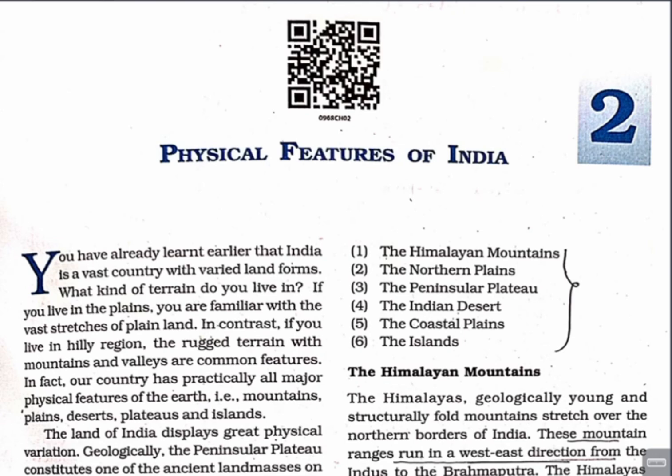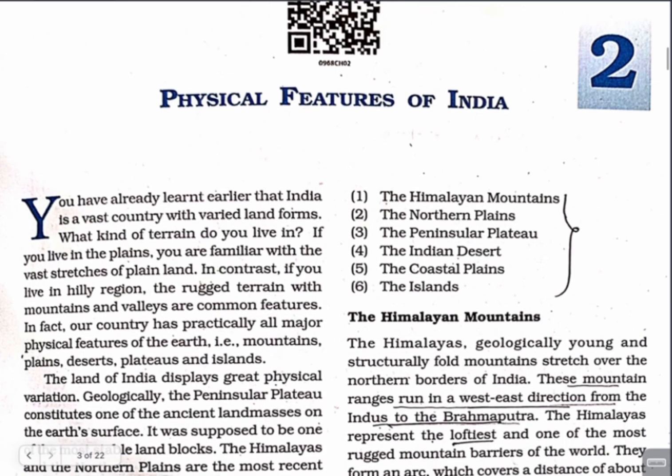So the chapter we are going to discuss is the physical features of India. In the previous chapter we discussed India's size and location, what is India's longitude, what is India's latitude, and we have seen about the Tropic of Cancer, Tropic of Capricorn, and how India is connected with the neighbors. So the chapter we are going to discuss is the physical features of India.